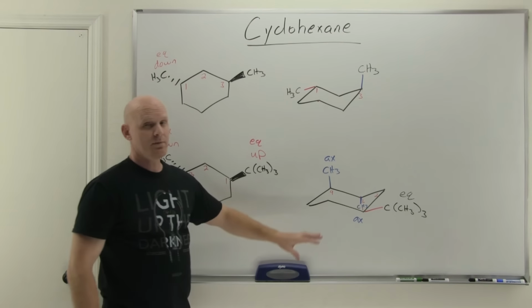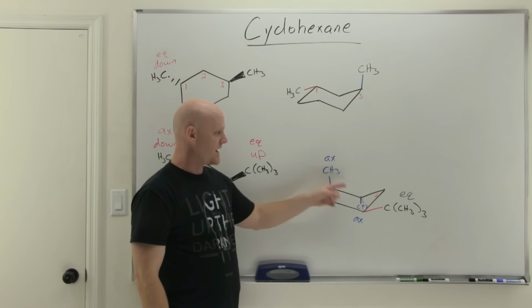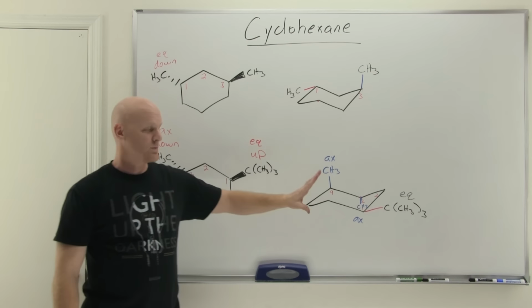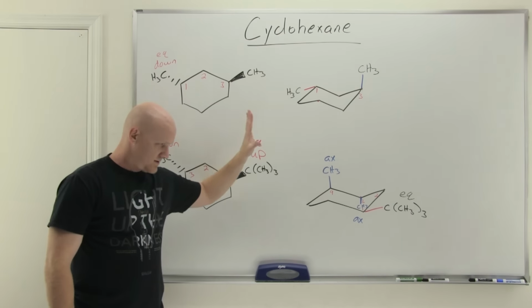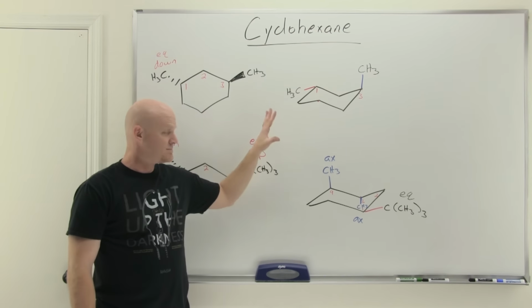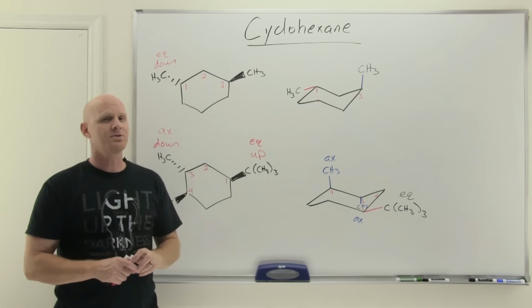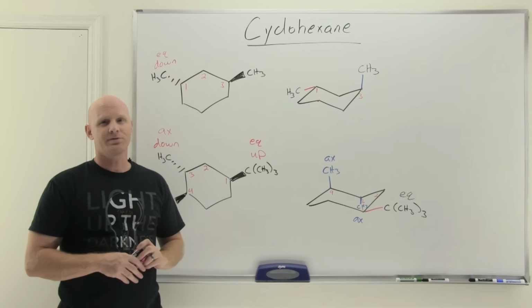But this will be much lower energy than if these two had got to be equatorial and he'd got to be axial. Again, with that T-butyl group, no ifs, ands, or buts. If you got a T-butyl group on your cyclohexane, make sure he gets to be equatorial, again, if you're looking for that lower energy conformation.